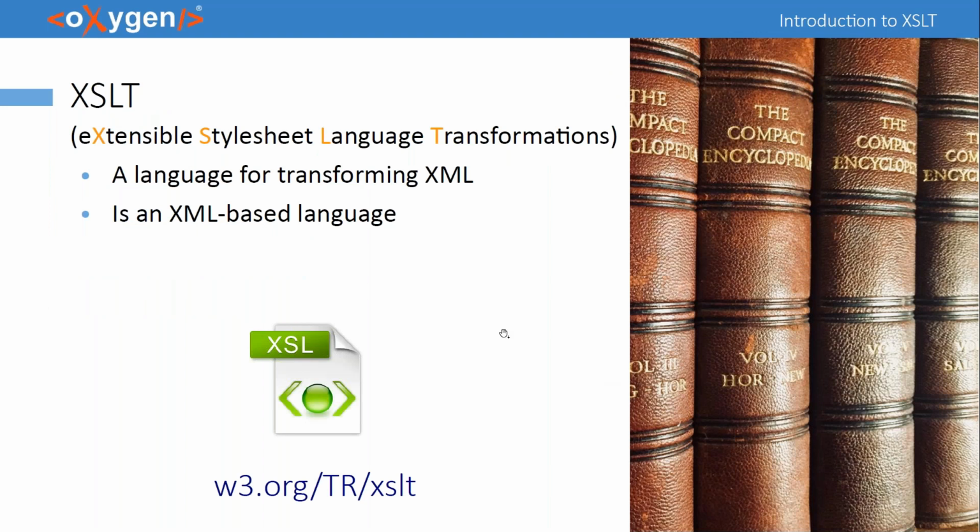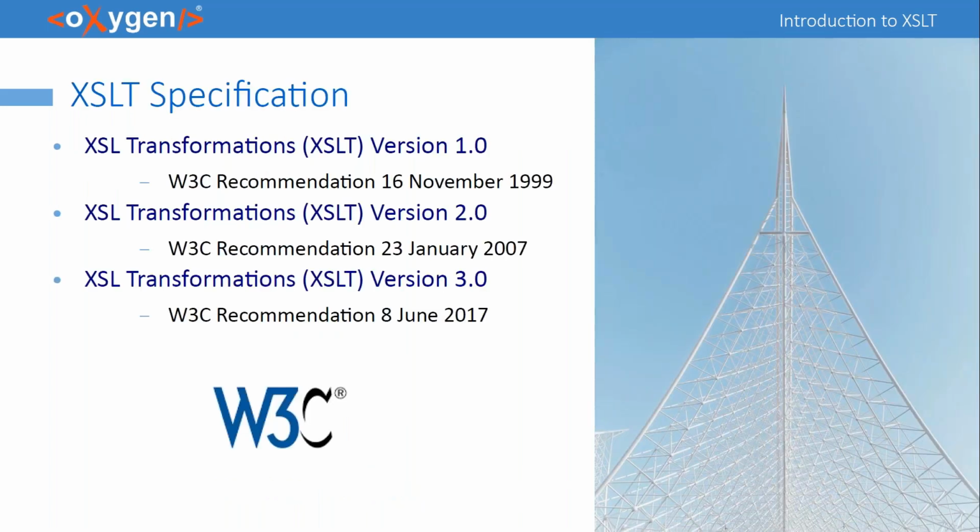So what's XSLT? XSLT comes from Extensible Stylesheet Language Transformations, and it's a language for transforming XML documents. But you can also use it for transforming JSON or other types of documents. It's an XML-based language. The specification is developed by the W3C Consortium, and there are 3 specifications available.